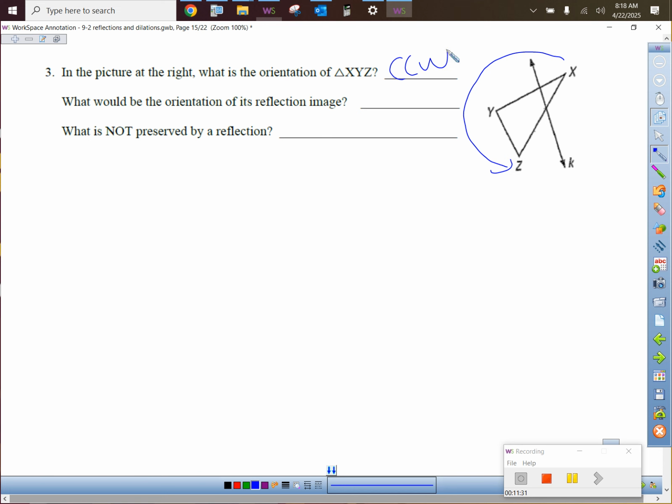What would be the orientation of its reflection image? Clockwise. You don't even have to do it, right? It says what is not preserved by a reflection. That would be orientation. Orientation is not preserved. Reflections preserve angle measure, betweenness, collinearity, and distance, but they do not preserve the orientation of these. What do you think? Not too bad?